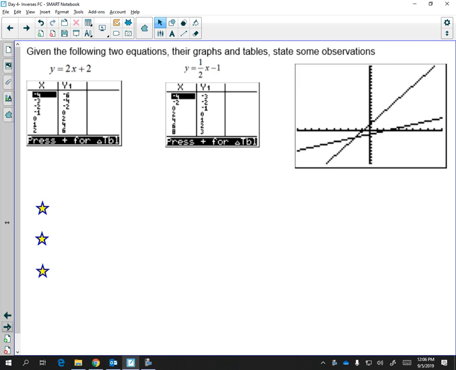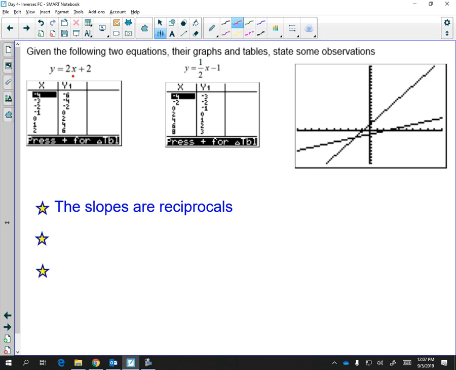So take a minute, pause the video, and first look at these two equations, their graphs and their tables, and find three observations. If you look at the two equations, one thing you might have noticed is that the slopes are reciprocals, right? Our first slope is 2, and our second slope is 1/2.